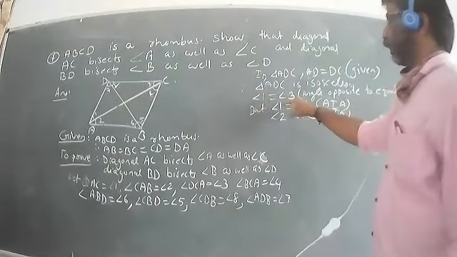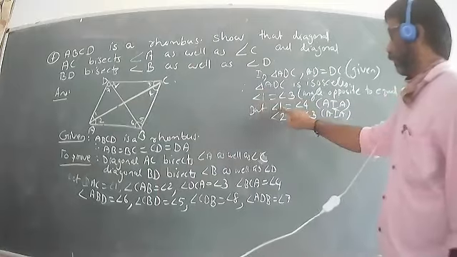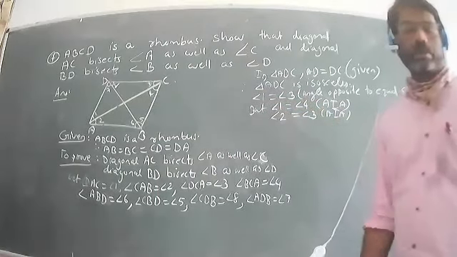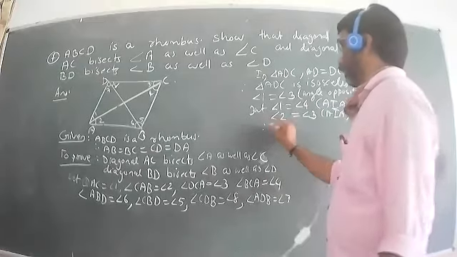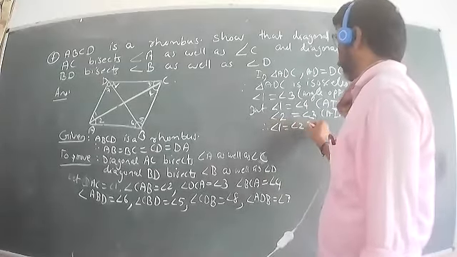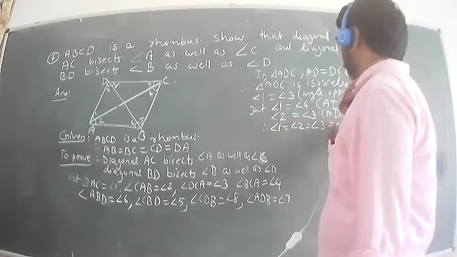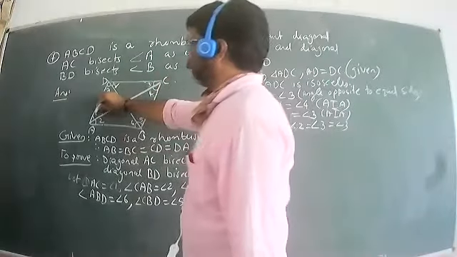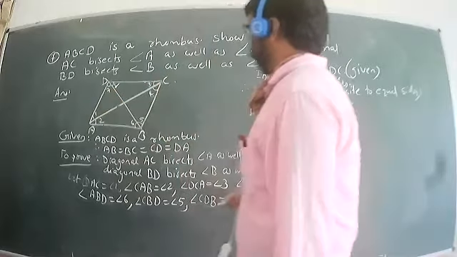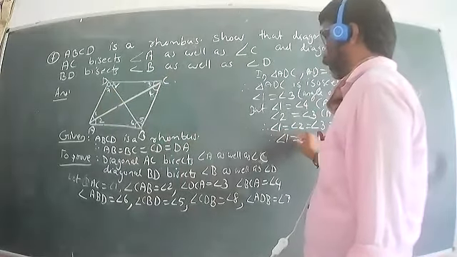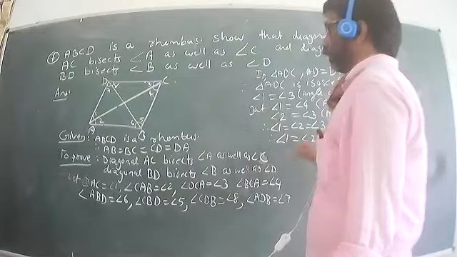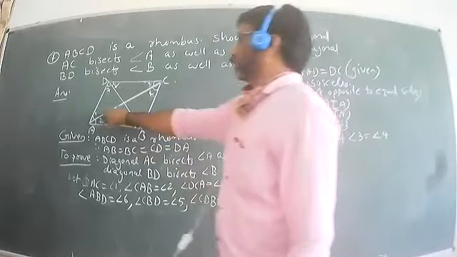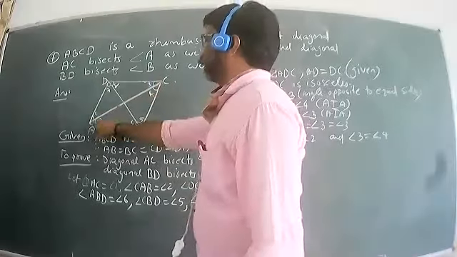So from this what you got? 1 is equal to 3, 1 is equal to 4, 2 is equal to 3. So from these three relations we get that angle 1 is equal to angle 2 is equal to angle 3 is equal to angle 4. All these angles are equal. That means that 1 and 2 are equal, 3 and 4 are equal. Therefore, angle 1 is equal to angle 2 and angle 3 is equal to angle 4. These two are equal means diagonal AC bisects angle A.